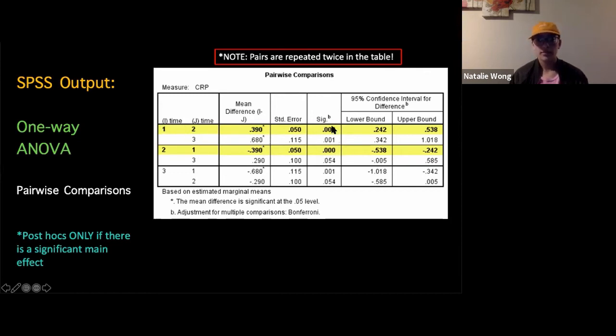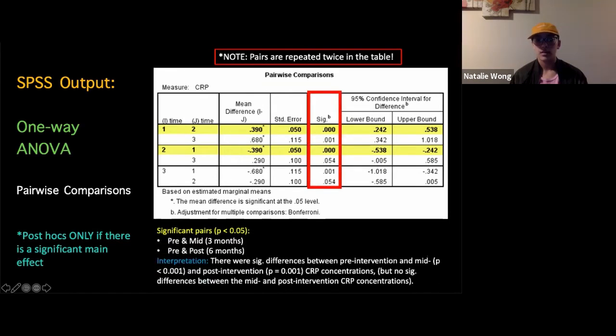But we get p-values for each of these comparisons, and then we can say what our significant pairs are. For our particular p-values, there is a significant difference between the pre and the mid measurements, and there is a significant difference between the pre and post measurement, as well as a difference. Nope, just kidding. I lied. I was going to say between mid and post, but it's 0.054. So it didn't quite make the cut.